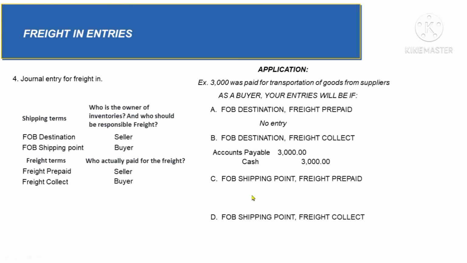The third combination is actually the opposite of this B, wherein you are the ones responsible but the seller assumed your responsibility. So of course, your entry will become debit freight in 3,000 and then credit accounts payable 3,000. And in the last combination, you are the ones responsible but you actually paid also for the freight. So your entry here will be freight in 3,000 and then credit cash 3,000. So that's it. However, before we end, I would like you to remember that freight in is actually added to the gross purchases in order to get the net purchases.